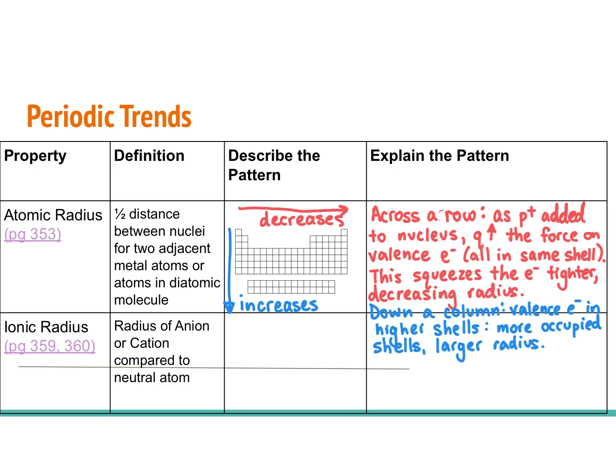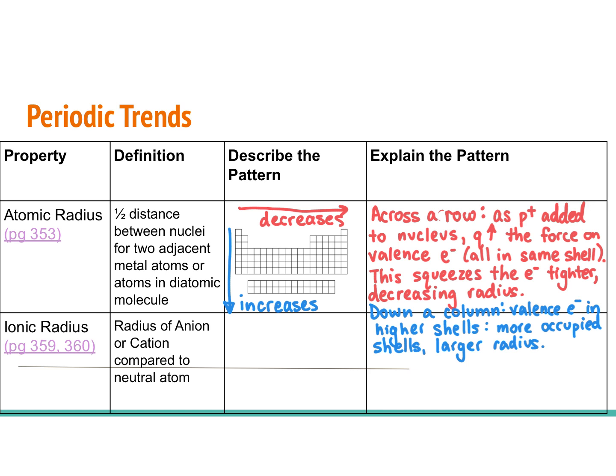So this slide includes a short summary of what was discussed on the previous slide. So you might pause and put this in your notes. Across a row, the radius decreases because we're getting more protons, but the electrons stay in the same valence shell, and the whole atom is squeezing together tighter and has a smaller radius. While down a column, we are adding more occupied energy levels because the valence electrons keep going in higher and higher shells. More occupied shells means a larger radius.